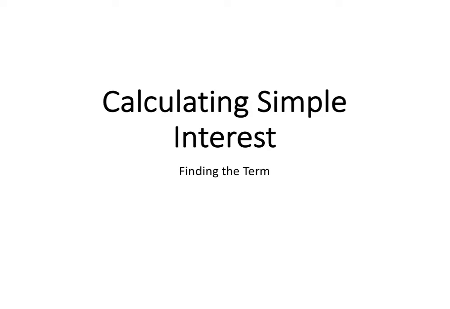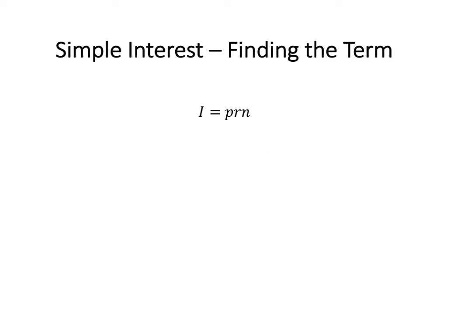In this video, we're going to have a look at how to use the simple interest formula to find the term of a loan or investment if we know the amount of interest that has been earned. So remember, the simple interest formula is interest is equal to principal times the interest rate times the term of the investment or term of the loan.